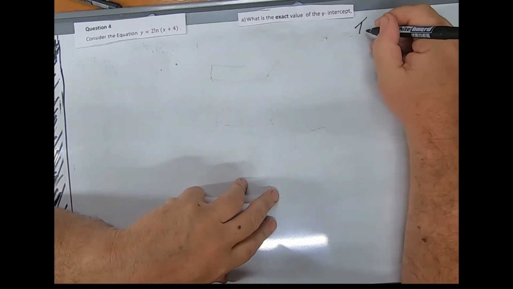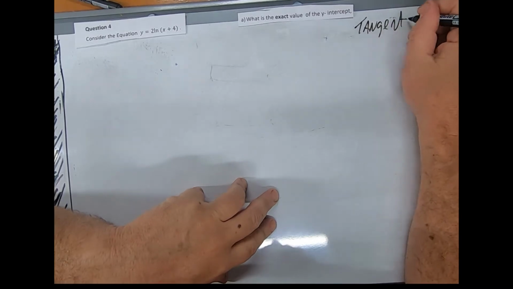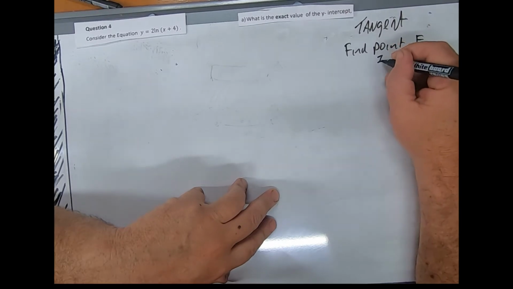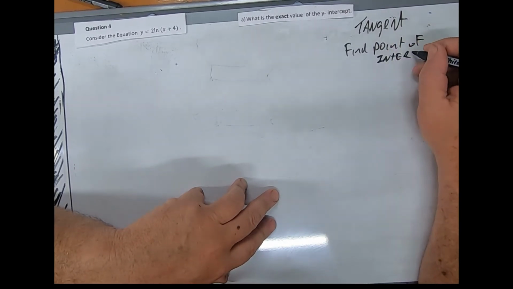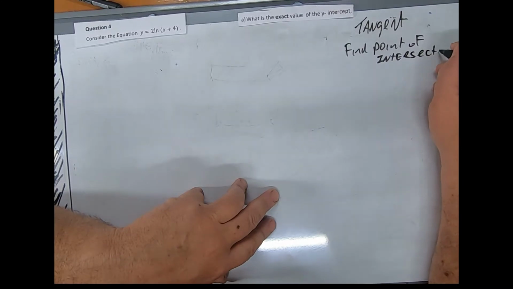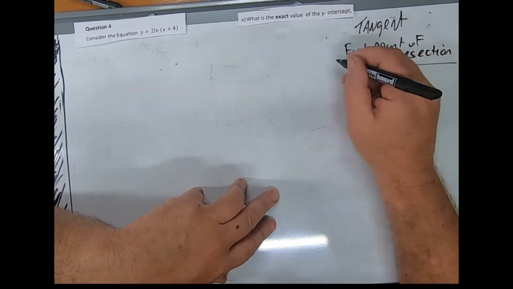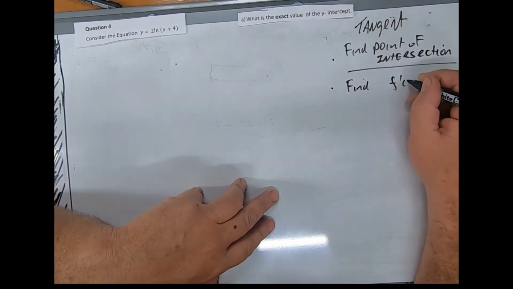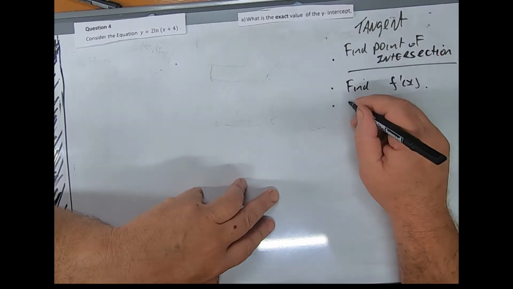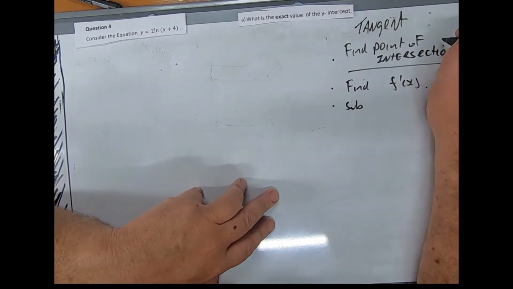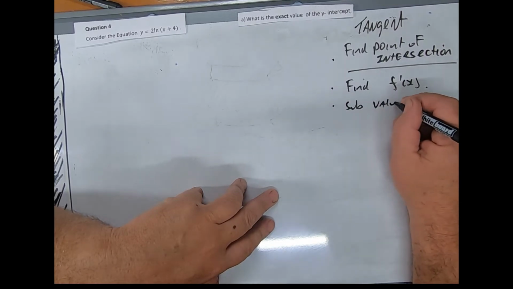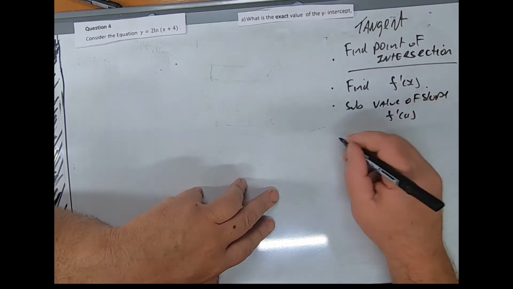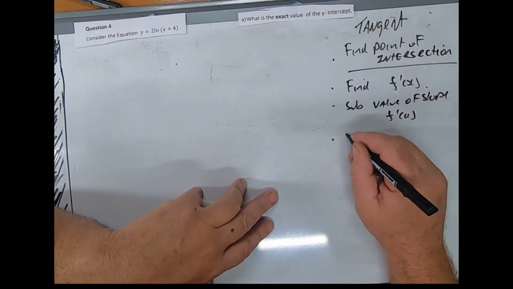So, what are the steps for tangent questions? It is find the point of intersection, which is typically by substitution. Then we find the derivative function. Maybe we substitute to find the value of the slope, typically f dash of a. Then we use the equation of the tangent.